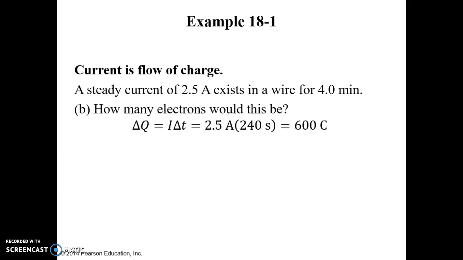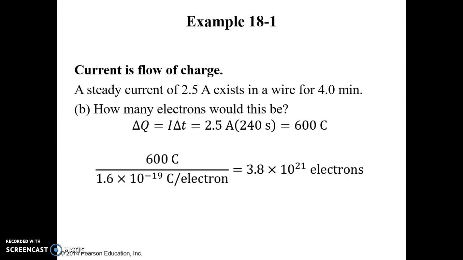To calculate the number of electrons, we need to know the charge of one electron is 1.6 times 10 to the negative 19 coulombs. So we take 600 coulombs divided by 1.6 times 10 to the negative 19 coulombs to find out how many electrons are in 600 coulombs. And we get 3.8 times 10 to the 21 electrons.